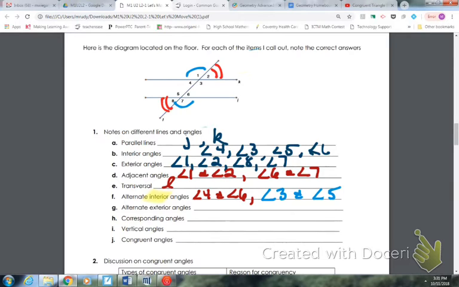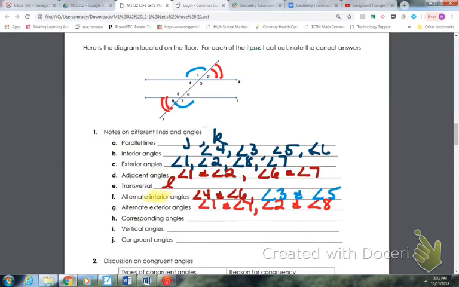Okay, so I talked about them. Now let's write them in the picture. So alternate exterior angles, we said, were angles 1 and 7, as well as angles 2 and 8. So there's two pairs of alternate exterior angles in the picture.